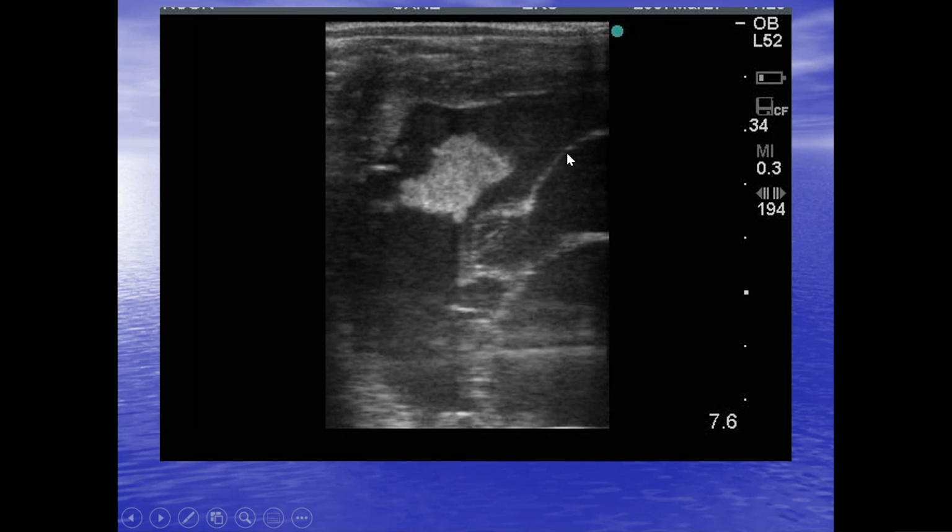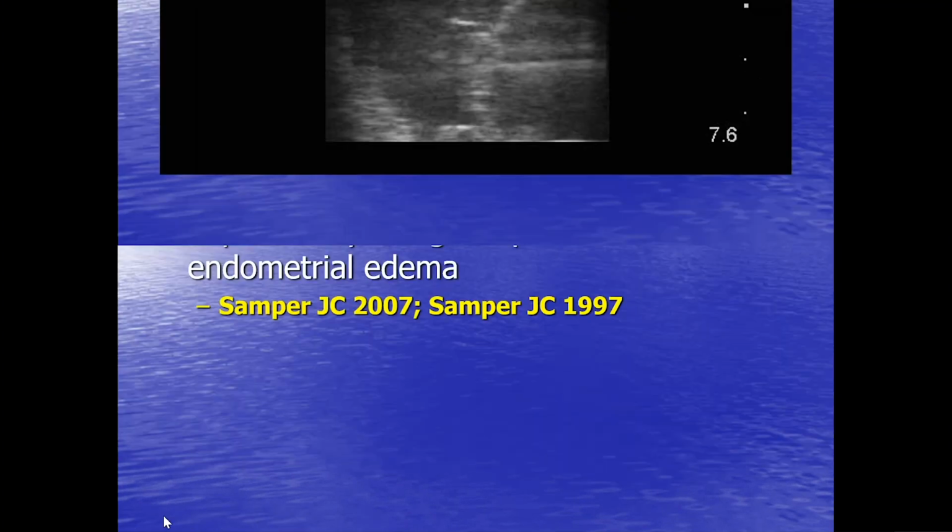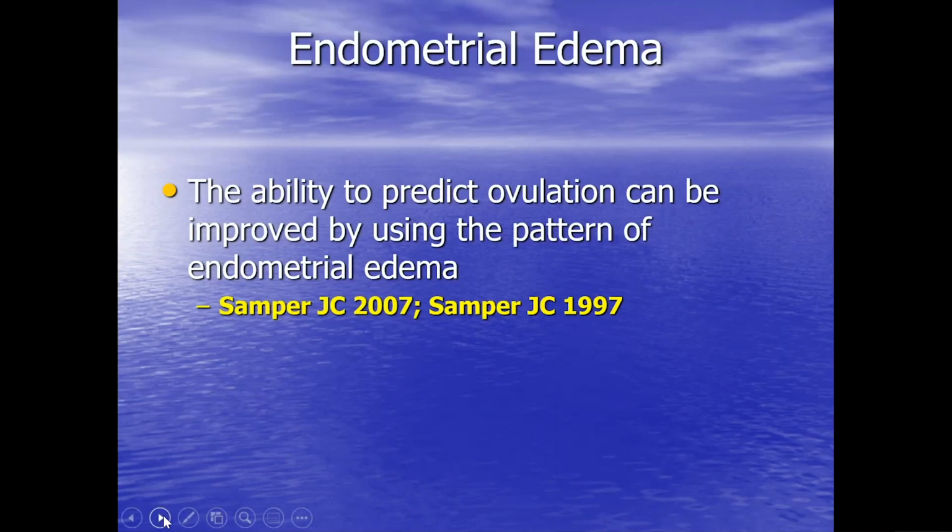As I say, these days we can generally diagnose them with AMH tests or inhibin, and hopefully we shouldn't confuse the diagnosis. So let's deal with a little bit of the follicle evaluation. The other important facet we use when we're predicting ovulation is endometrial edema.